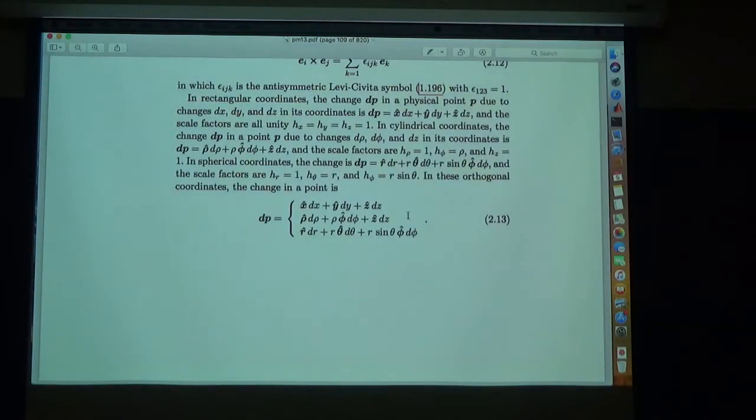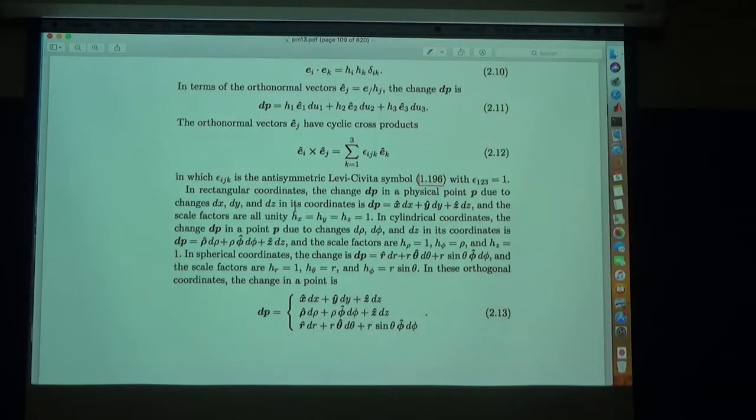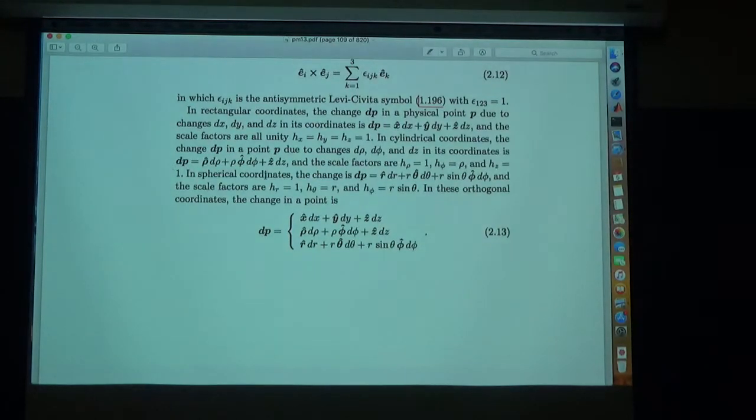So in rectangular coordinates, the change dp is, of course, the changes in the rectangular coordinates, and the change in the vector is like that. And in rectangular coordinates, normally we use scale factors that are unity because there's no reason to make them more complicated. But in cylindrical coordinates, if you change the coordinates rho, phi, and z, then the position changes in a somewhat subtle way, namely rho times the change in the angle. So it's the moment arm times the change in the angle times the unit vector.